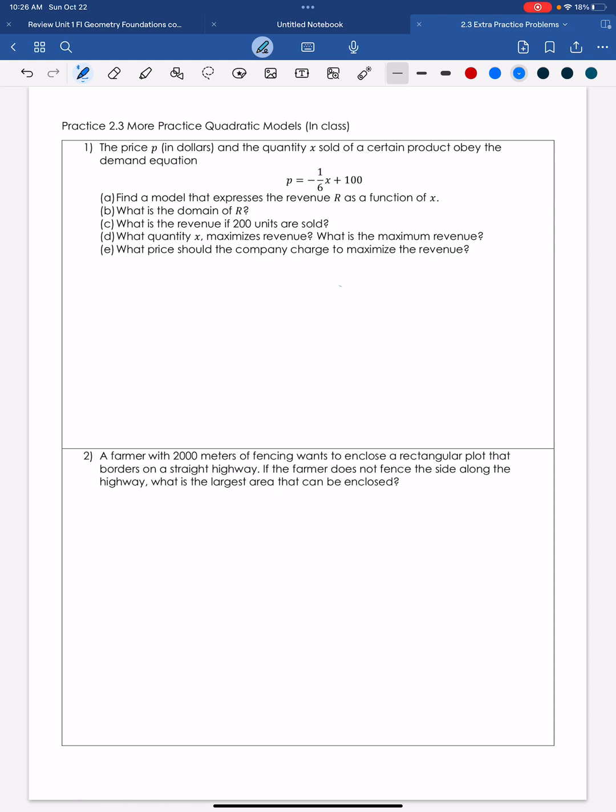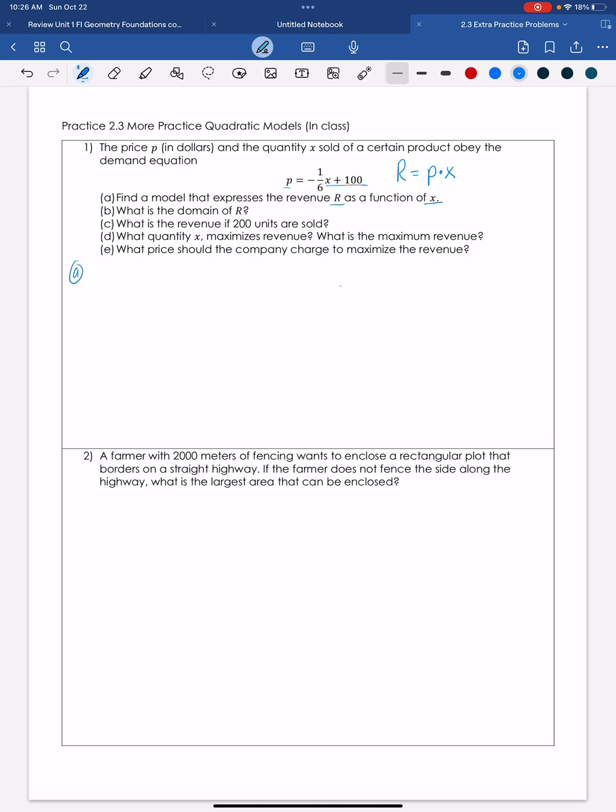So we have our revenue problem, and it says your price is equal to negative 1/6x plus 100. Find a model that expresses revenue as a function of x. So one of the things you need to know is revenue is equal to price times however many are sold. So it says revenue as a function of x.